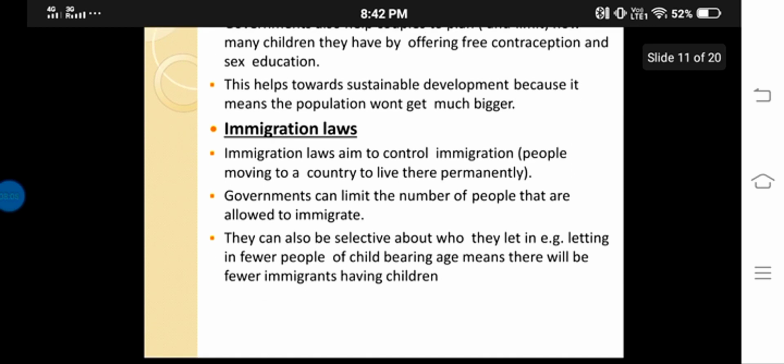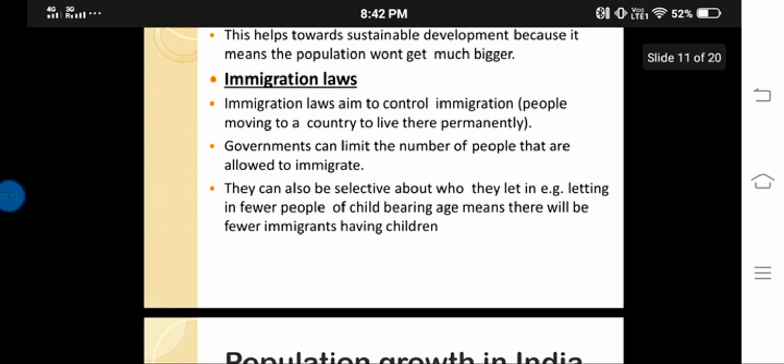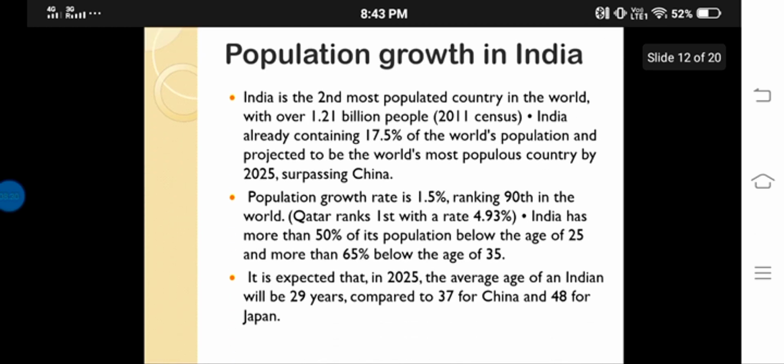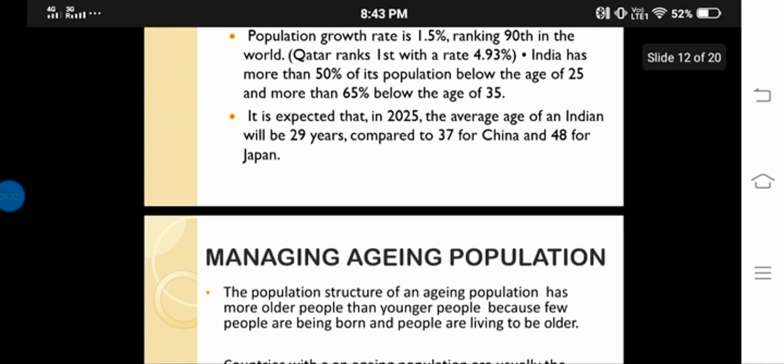Immigration laws. There need to be strict immigration laws to control immigration, as people are moving to different countries and brain drain is happening. Government can limit the number of people that are allowed to immigrate. They can also be selective about who they let in. Example, letting in few people of childbearing age means there will be fewer immigrants having children. Population growth in India, this is a statistic, you can find that.